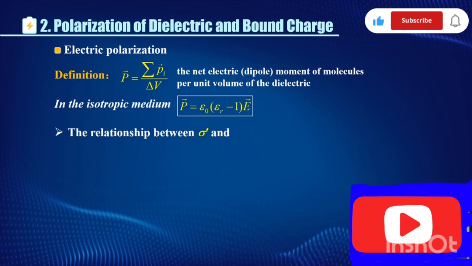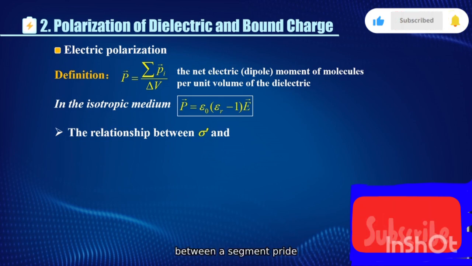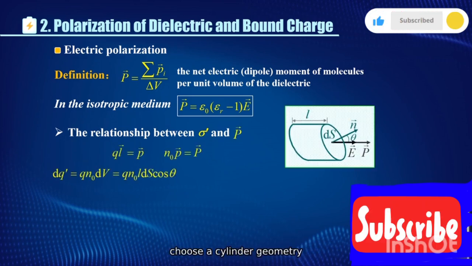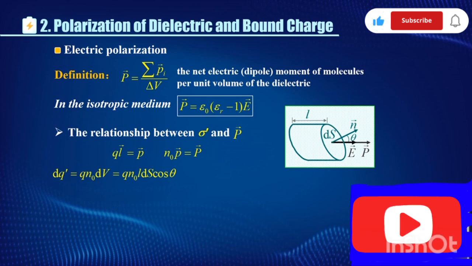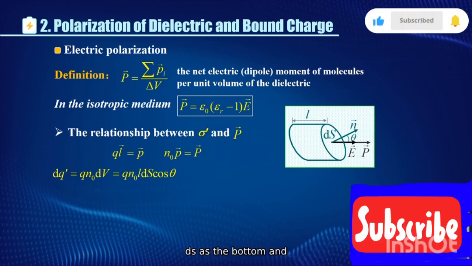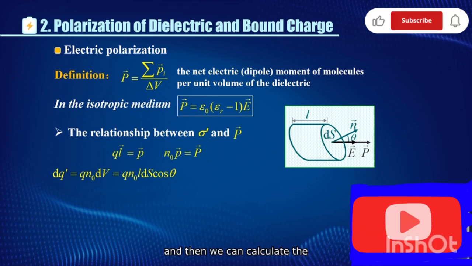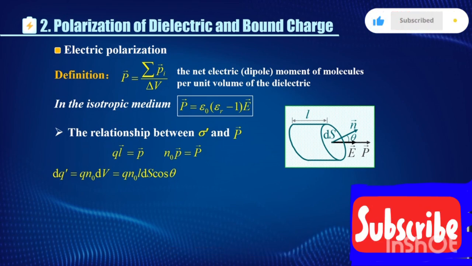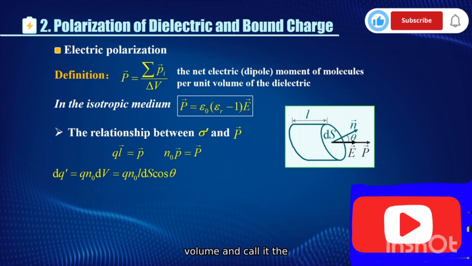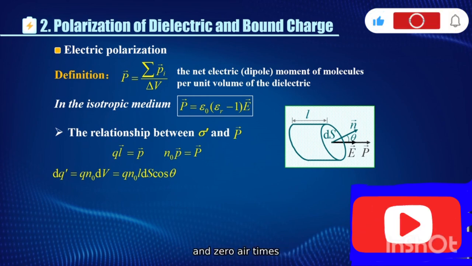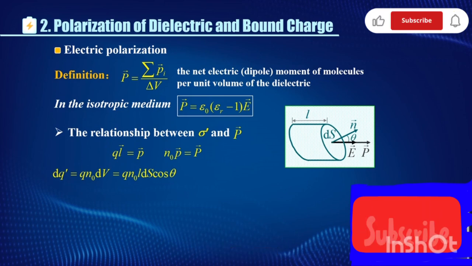Then let us build the relation between sigma prime, the bound charge density, and the polarization. We can choose a cylinder geometry which has dS as the bottom and the top area, and L is the length. Then we can calculate the total charge inside this volume and call it dq prime. dq prime equals q times n0 L times dS cosine theta, where n0 is the density of the charged particles.